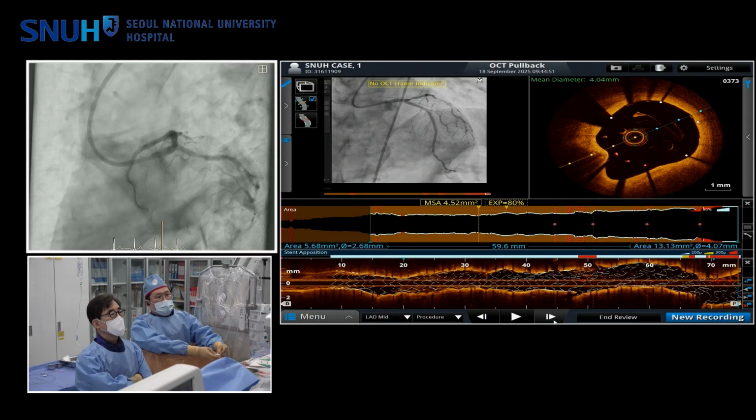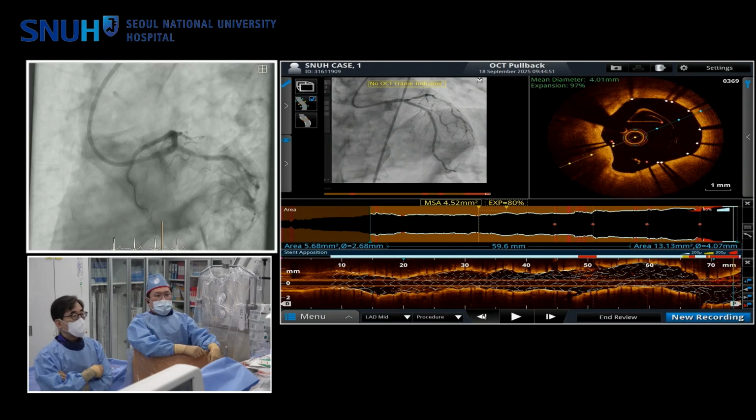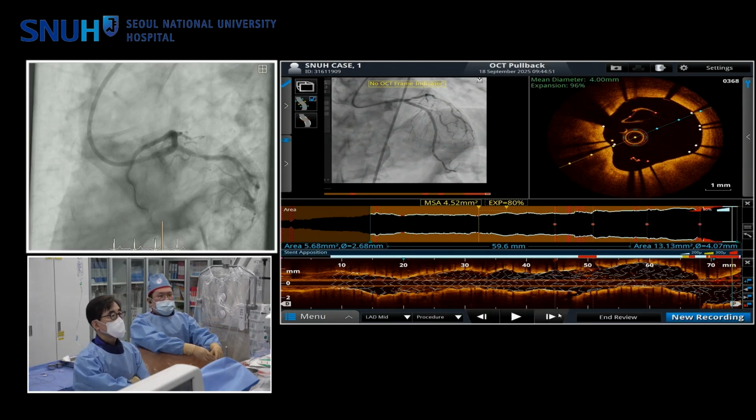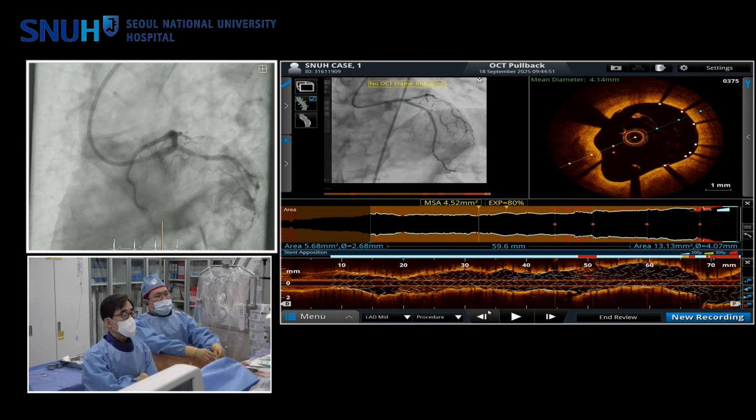So still, there is some malapposition in this position, right? But we're not necessarily seeing the full extent of that because we are not actually seeing the proximal edge of the stent. There may be more proximal malapposition. So maybe it should be apposed.